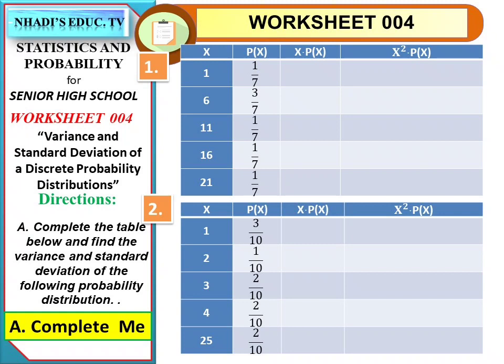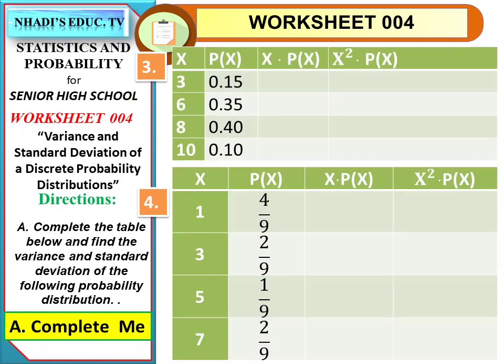On number 2, we have the random variable 1, 2, 3, 4, and 25 with the probability of 3 tenths, 1 tenth, 2 tenths, 2 tenths, and 2 tenths. On number 3, we have the random variable 3, 6, 8, and 10 with the probability of 0.15, 0.35, 0.40, and 0.10. On number 4, we have the random variable 1, 3, 5, 7 with the probability of 4 ninths, 2 ninths, 1 ninth, and 2 ninths.